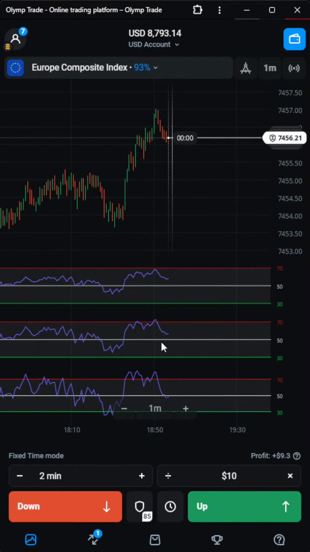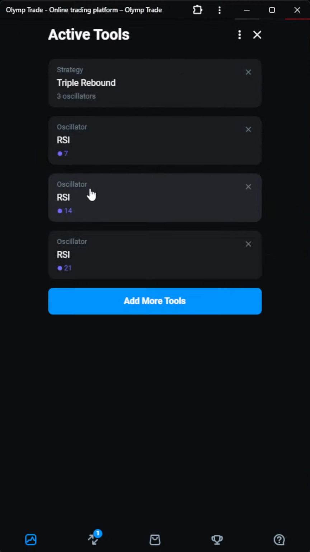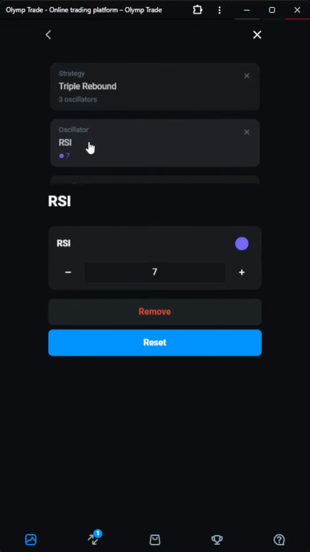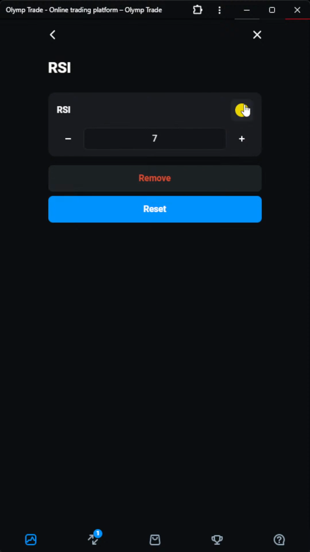But here it is very difficult to check which RSI value is indicated by which of these three. So you can go ahead and select this one. For all those clients who do not have an expert status, you can take a screenshot of this. So RSI 7, you select RSI 7, you change the color, right? Let's go ahead with yellow. So RSI 7 is indicated by the yellow color.